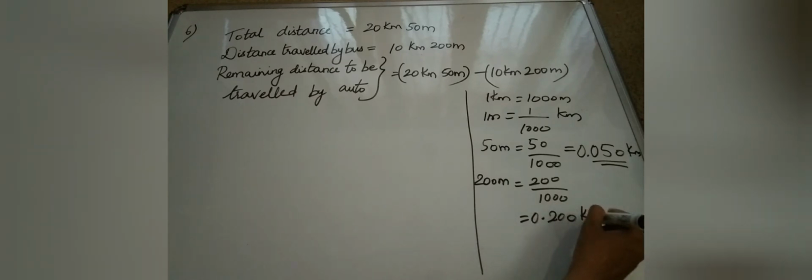Now next one, we have to convert 200 meter also to kilometer. So 200 meter is equal to 200 divided by 1000. Denominator has 3 zeros, so place the decimal before 3 numbers. So 0.200, here no numbers, so 0. So it is 0.200 kilometer.